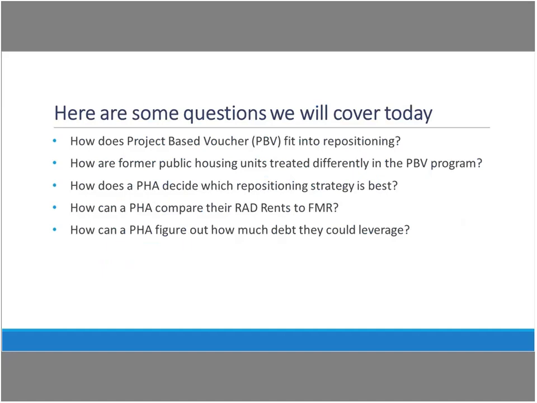All right, so moving forward, here's some questions that we'll cover today. How do project-based vouchers fit into a repositioning strategy? How are former public housing units treated differently in the context of PBV programs? How does the PHA decide which repositioning strategy fits best? We're going to go back a little bit to comparing RAD rents to FMRs. And how can a PHA figure out how much debt they could leverage? So we're going to go back a little bit to some of these comparisons between RAD rents and FMRs as we get into the decision tree.